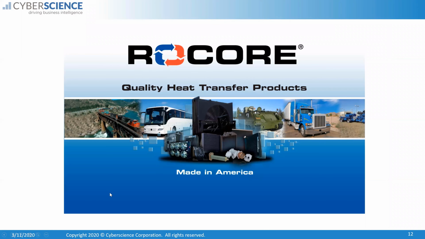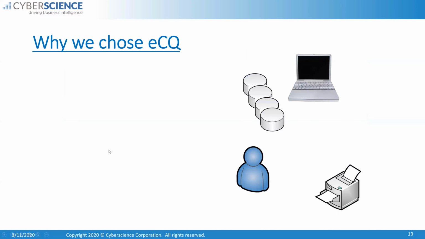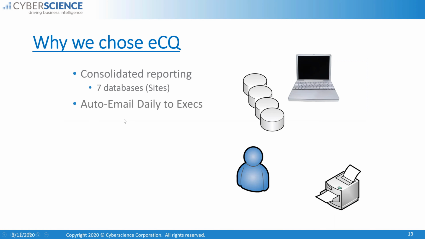Okay, another customer that stood up and spoke for us were the guys at Rocor. Rocor builds radiators for trains, buses, tanks, things like that. Why did they choose CyberQuery? Well, number one, they needed to consolidate data across 7 different databases. Each database represented a site or a company. They wanted to automatically email the executives a dashboard every morning, and the IT manager didn't want to have to babysit those jobs at 6 a.m.